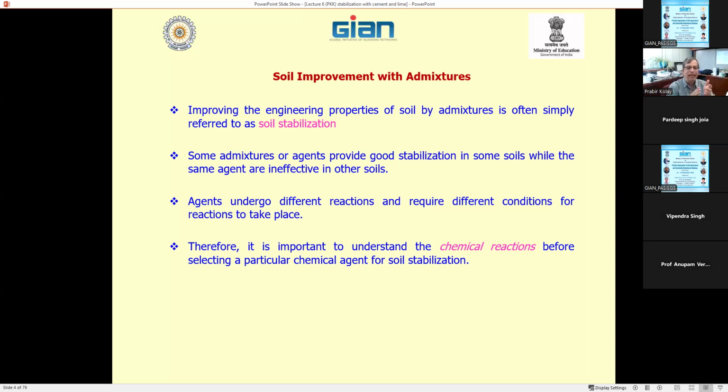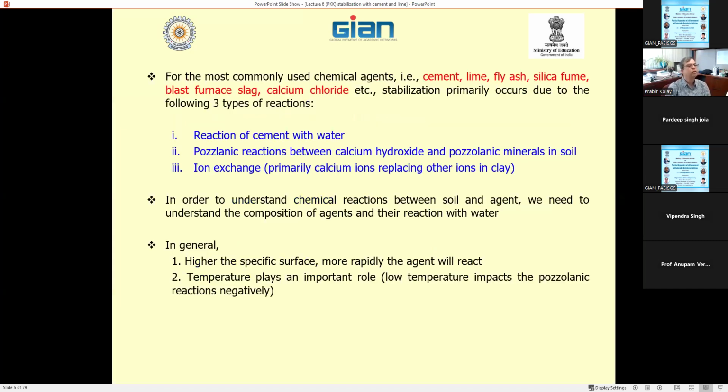When you add stabilizer to soil, you need to know the chemical composition of the soil, and the chemical composition of the stabilizer, and then what type of reaction takes place when you mix them. From there, you can choose which stabilizer is the most suitable for a particular soil. Obviously, you need to do a lot of trial and error testing, and then you can find out how much is optimum. The most commonly used are Portland cement, lime, fly ash, silica fume, blast furnace slag, sometimes called granulated blast furnace slag, and calcium chloride.